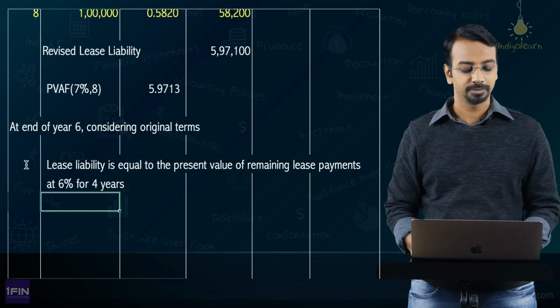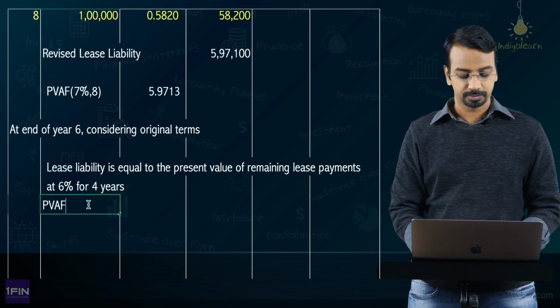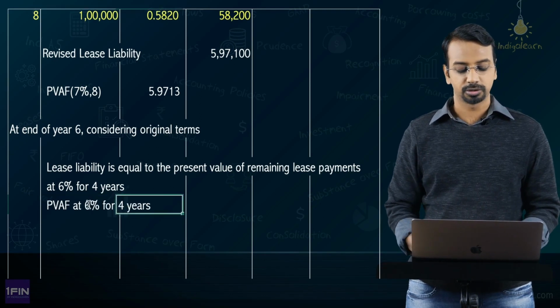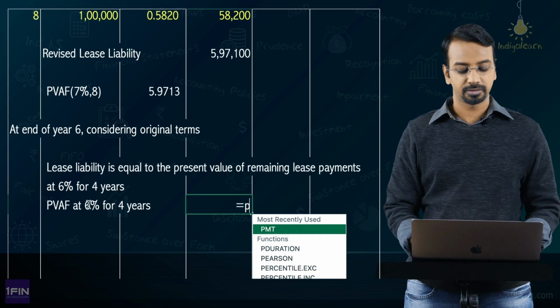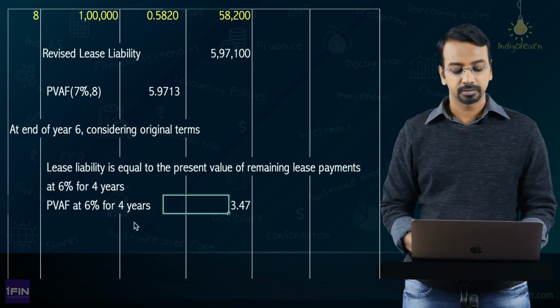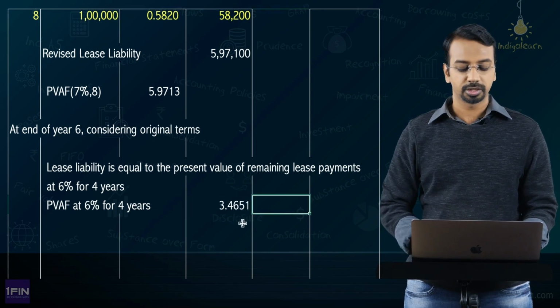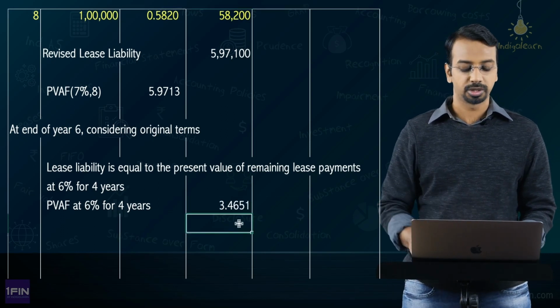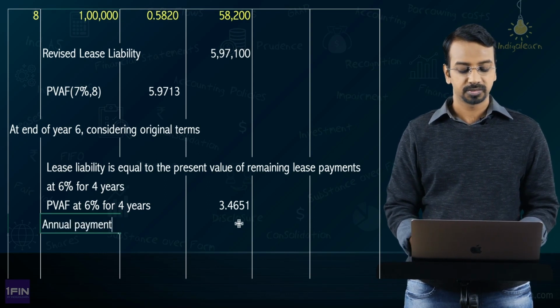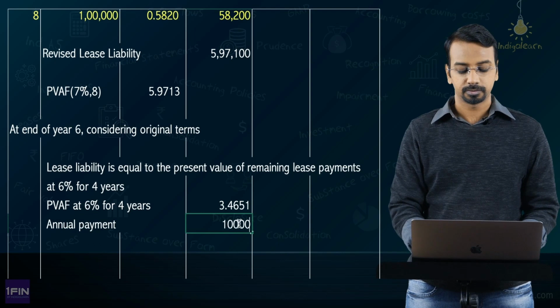So, how much will that be? Present value annuity factor at 6% for 4 years. That is what you need to calculate. You get 3.4651. You can consider 3.465 if you want to round it off. What is the annual lease payment? Annual payment is 1 lakh.